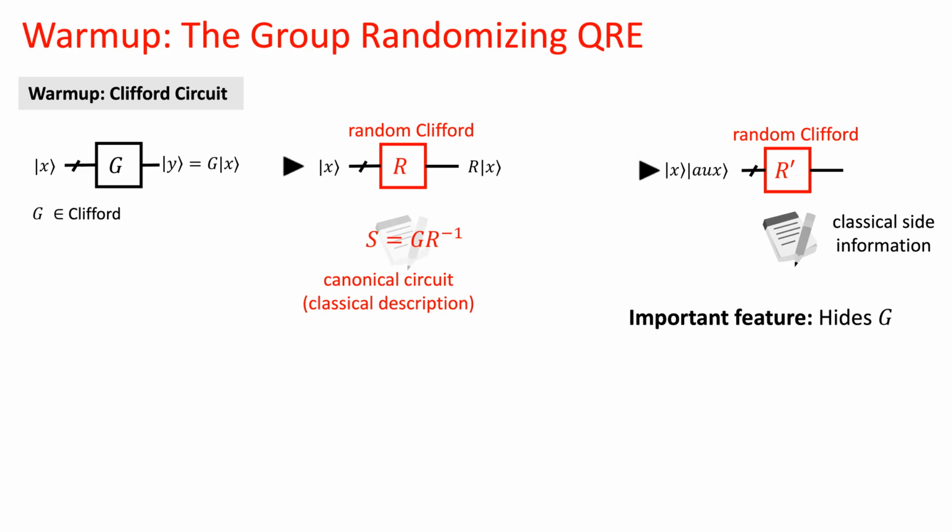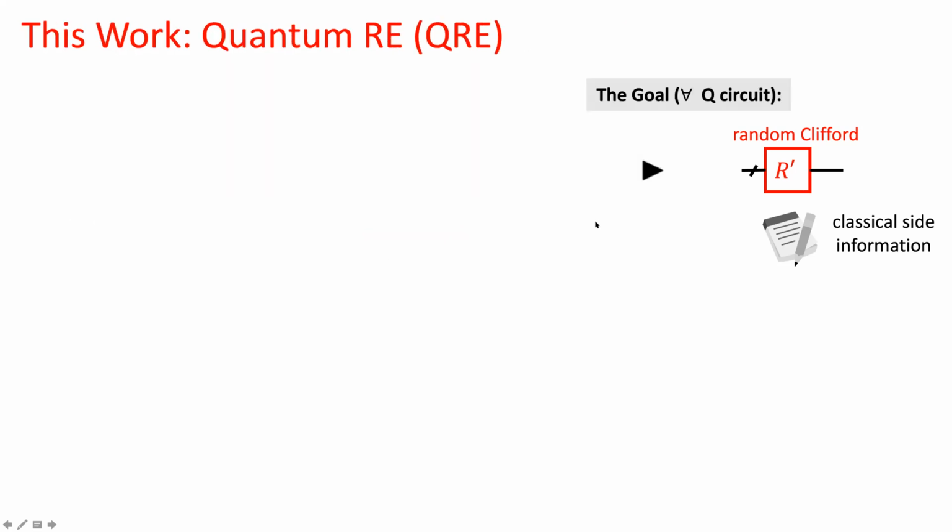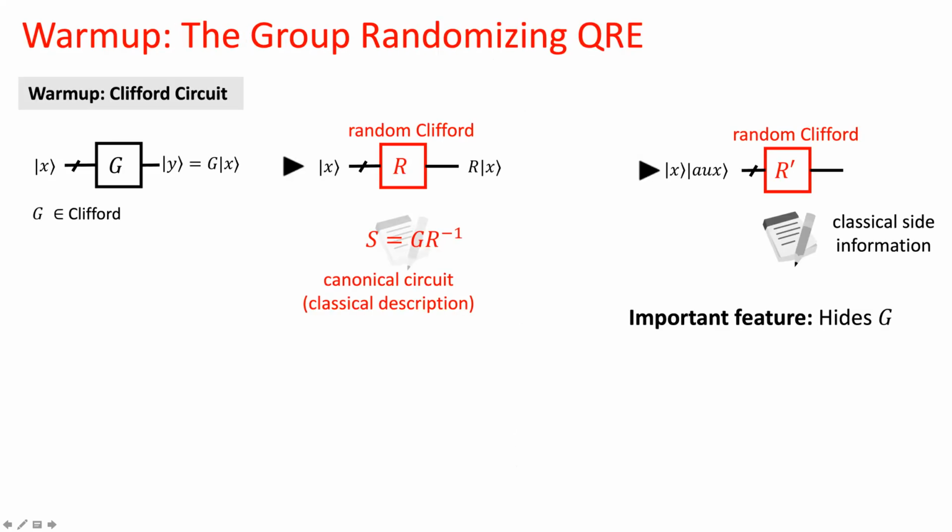And formally, this is formalized by this property that we saw: in order to simulate, you don't actually need to know what G was. So this simulation that I very roughly sketched does not require knowledge of the original circuit G. Okay, good. So this was a warm-up.